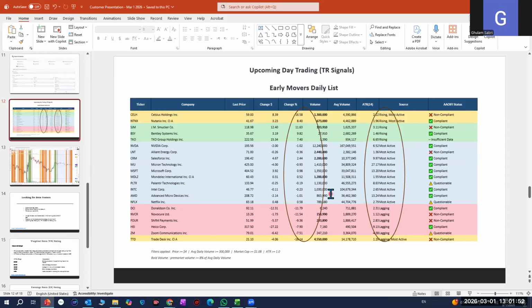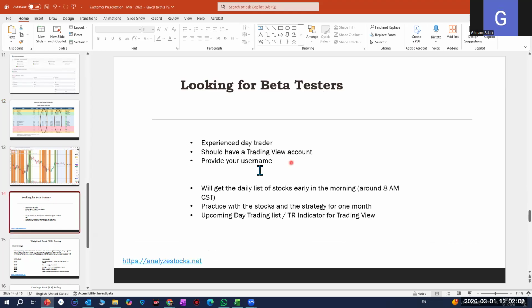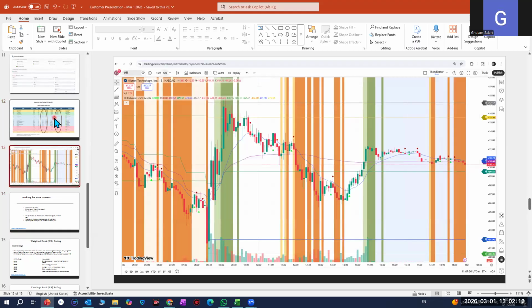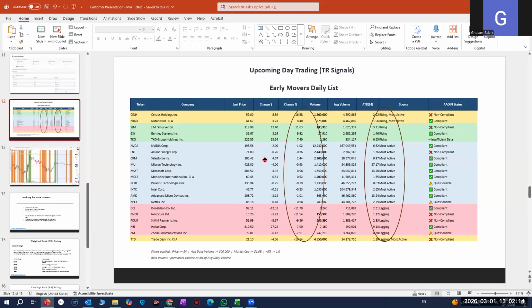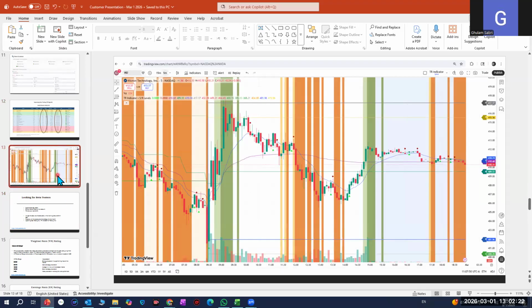So what I am looking for, that I will provide this list daily, early movers daily list around 8 a.m. to a list of beta testers who have a TradingView account. You need to give me your TradingView username, and I will give it free of cost, obviously, for this signal and this for 1 month. And I would like to have their feedback on this. But this is just for experienced day traders, because you need to understand the day trading environment, which is completely different from investors and swing traders or medium traders.